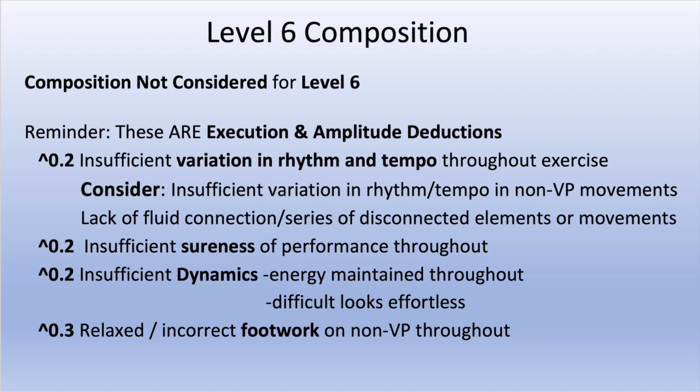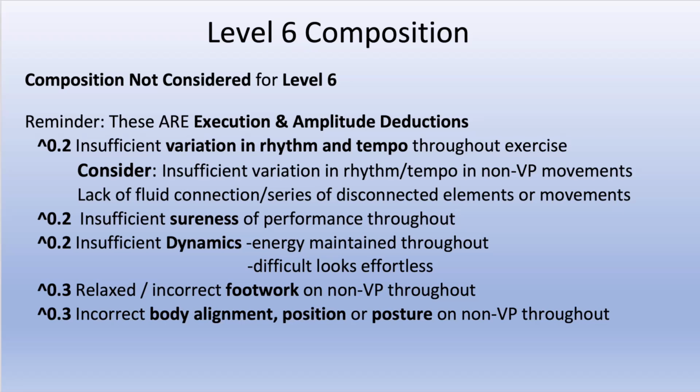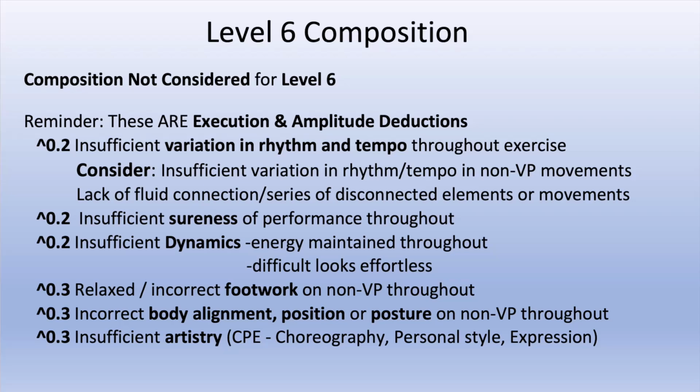And then at the end of the routine, if she's walked across the beam, not in releve, and had little things like the mount that I mentioned, then at the end, you're going to say up to 0.3 for relaxed or incorrect footwork. You have up to 0.3 for incorrect body alignment, position, or posture, making sure that her shoulders remain above her hips at all times. And then up to 0.3 for insufficient artistry. Your favorite 3 letters together, CPE. Consider choreography, which includes tapping of the foot at the end of the beam for the spatial awareness, personal style, and expression, or the lack thereof, for your up to 0.3 for insufficient artistry.